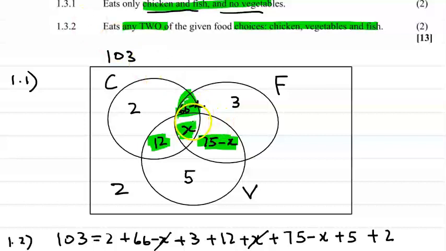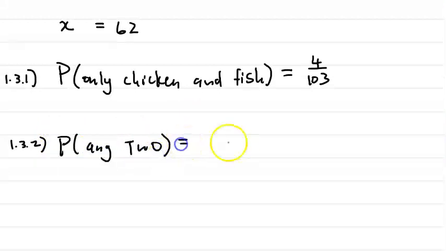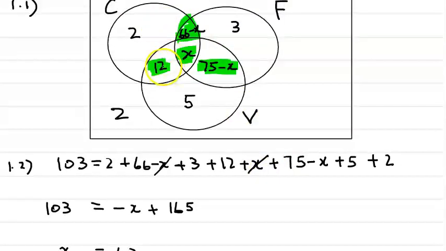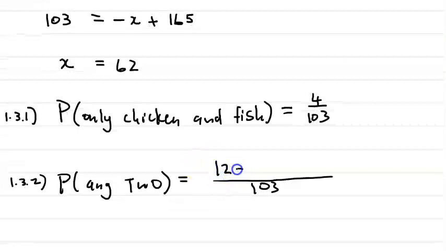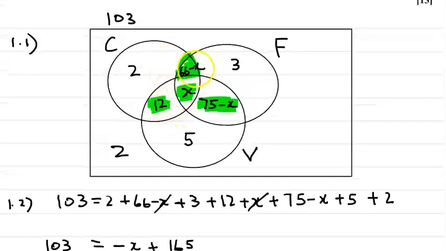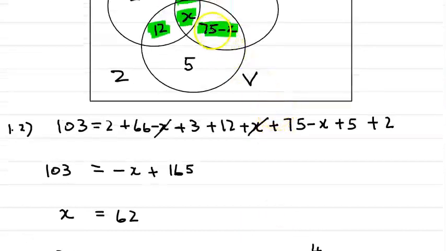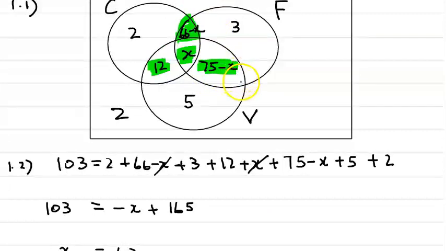So therefore, it's going to be as follows. The probability of any two is going to equal, remember that we're going to divide it by our sample space, which is 103. So this will be 12 plus any 2, so that's 2. Remember, chicken and vegetables is 2. 66 minus 62 is 4, so we need to include that as well. So we can say 12 plus 4 plus 75 minus 64. So 75 minus 64 is going to be 13.